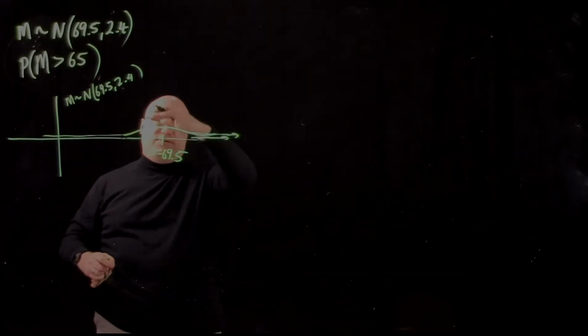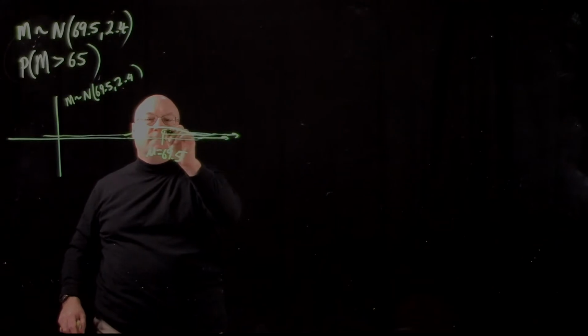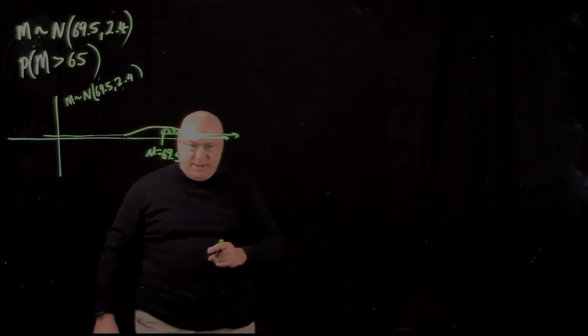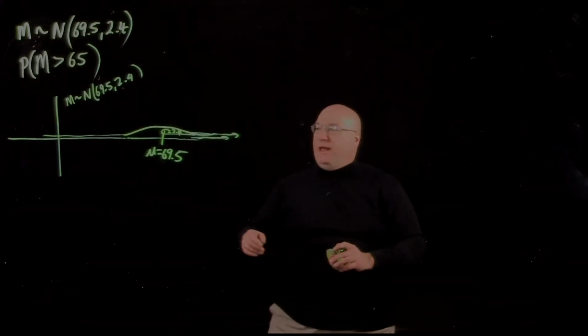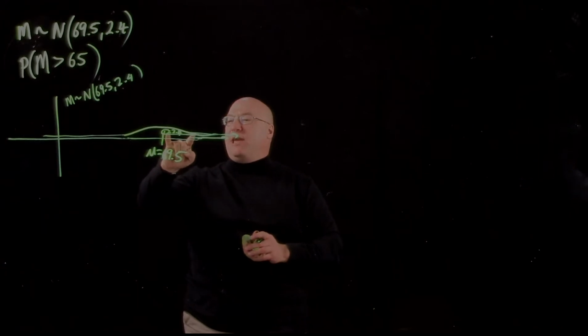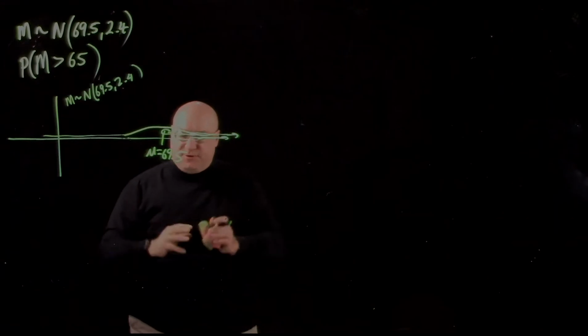So it's flatter and spread out more because sigma is 2.4. All right, that's a little bit more readable. And of course, it's not really quite drawn to scale, because if that's 2.4, then 69.5 would have to be a lot farther out. So you just have to forgive me for that.